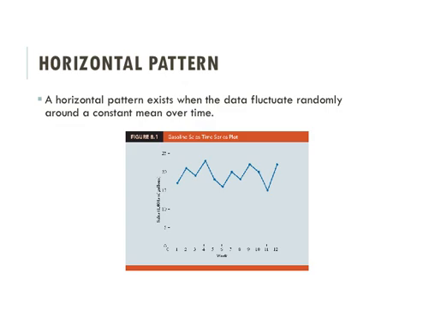The first one is the horizontal. For the horizontal one, you will see that the data fluctuated up and down, but then there will be some kind of a constant line here that we can draw like this, and this is the constant mean. If we take the average, we get this mean here, and the data points fluctuated around this mean. So this data has a horizontal pattern.